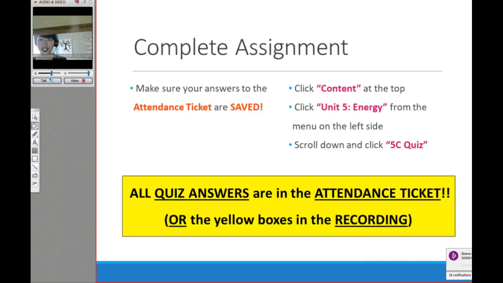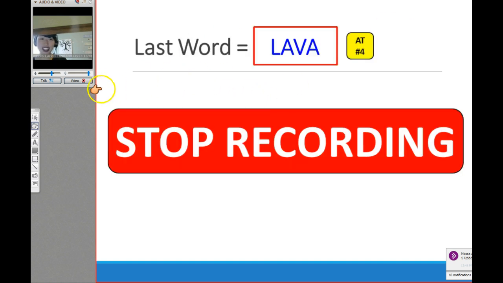So sorry, I know we're finishing up quickly. Here is your quiz for today. Remember that your attendance ticket does have all of the answers to the quiz, so that's super easy. Go ahead and just do them side by side and then submit them at the same time. And then here's your last word.